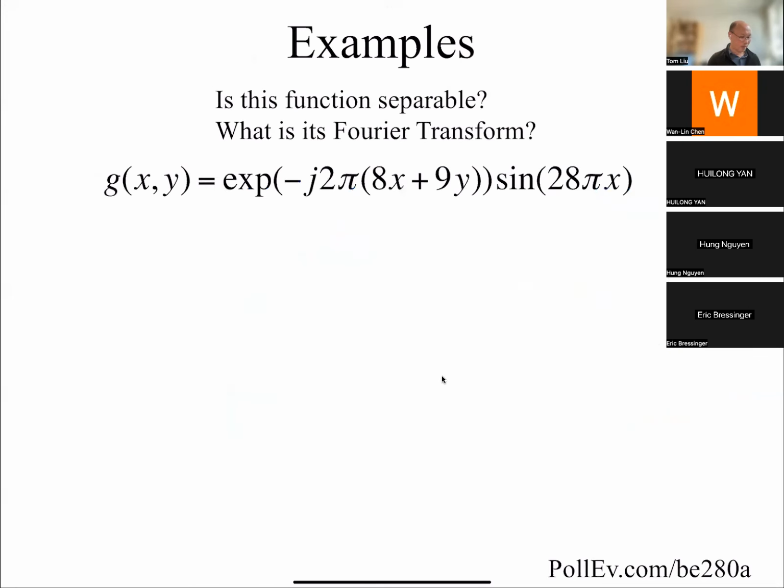Okay. So I'm going to launch a poll. Okay, so there's a poll out here. The question is: is this function separable? If it's yes, pick A, and if it's no, pick B. Just take a look at that function and enter A for yes if it's separable, and B for no if it's not separable.